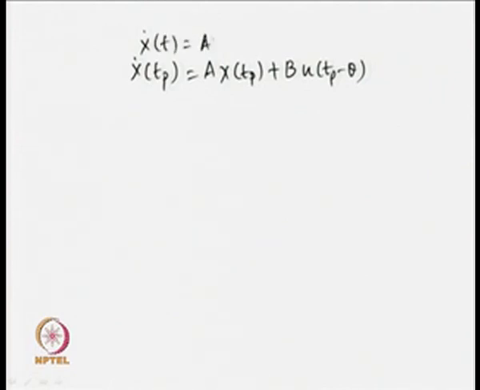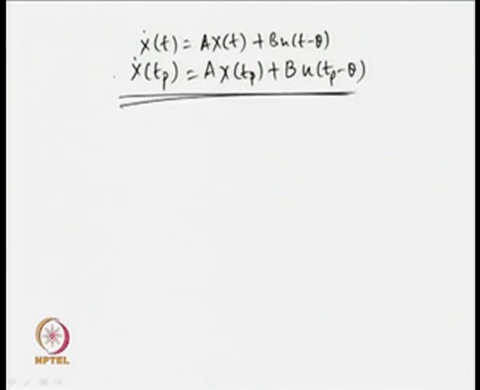x dot(Tp) will be nothing but A x(Tp) plus B u(Tp minus theta). The solution of the state equation is given as x dot(t) is equal to A x(t) plus B u(t minus theta). So, substitute t equal to Tp, then you get this expression.